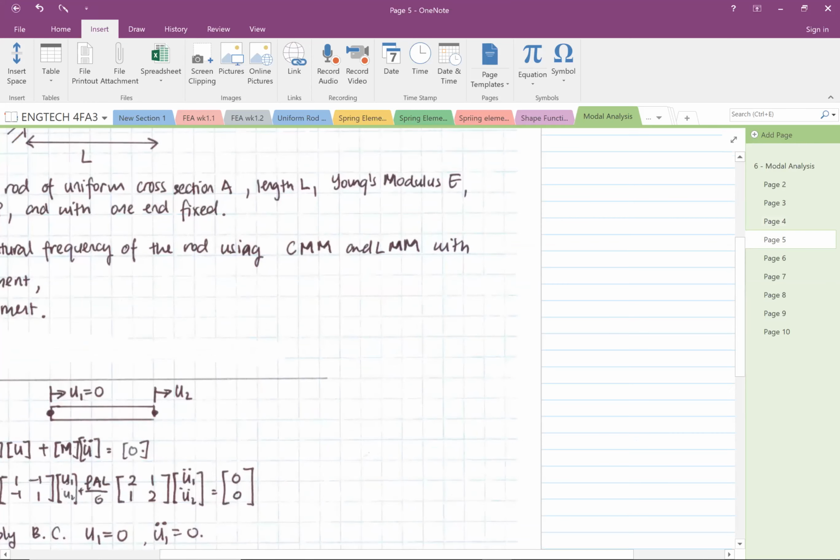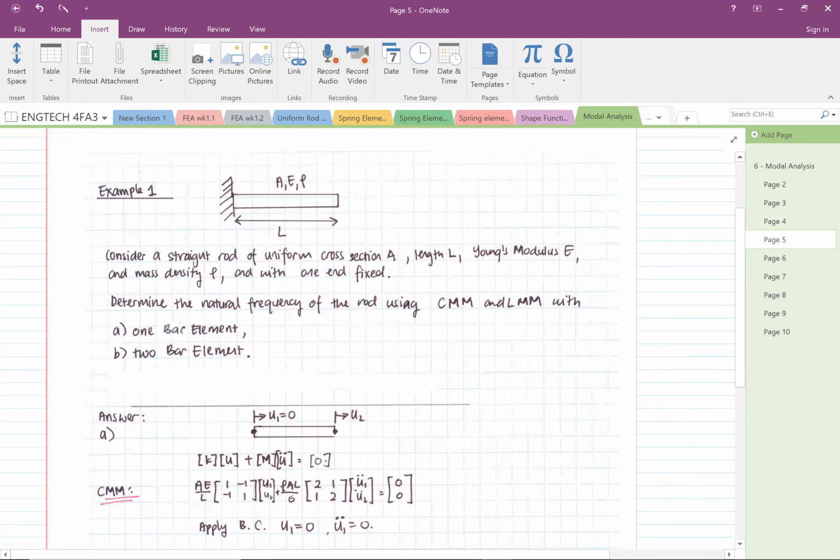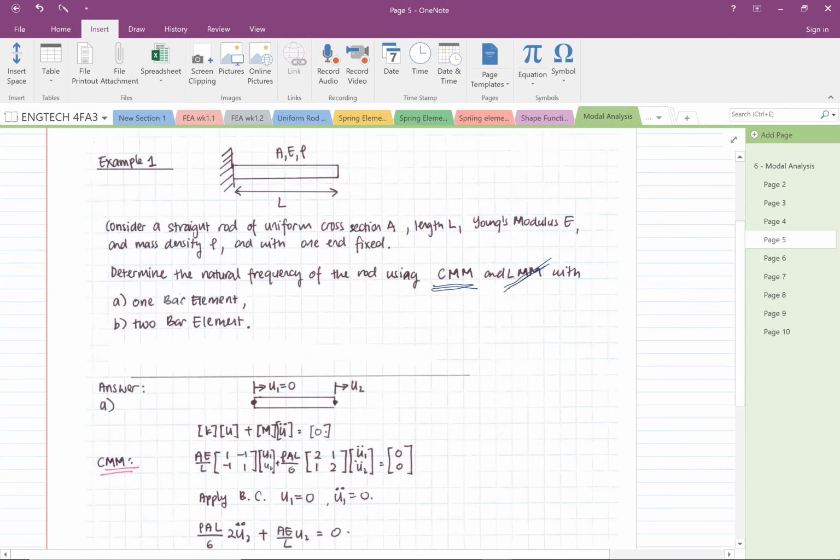Okay, example. We have a system with a bar element, and we need to know the natural frequency of that using the consistent mass matrix and lumped mass matrix. You know what? Let's cancel this. I'm not going to ask you to do the lumped mass matrix, because one mass matrix is good enough. You don't need to do two.